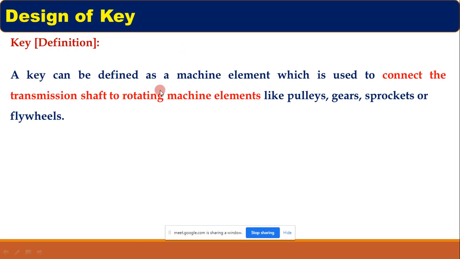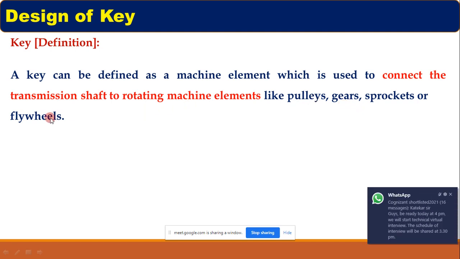So key can be defined as a machine element which is used to connect the transmission shaft to rotating machine elements like pulleys, gears, sprocket or flywheel. So key is a machine element which is used to connect the transmission shaft to rotating machine elements. These rotating machine elements may be like pulley, gears, sprockets, flywheels or couplings also.